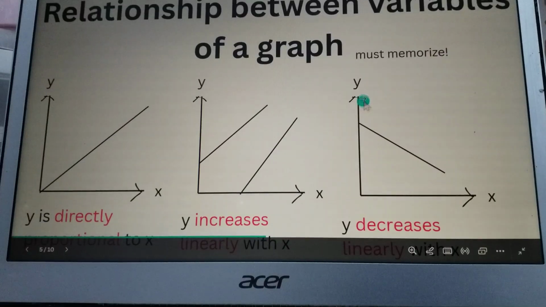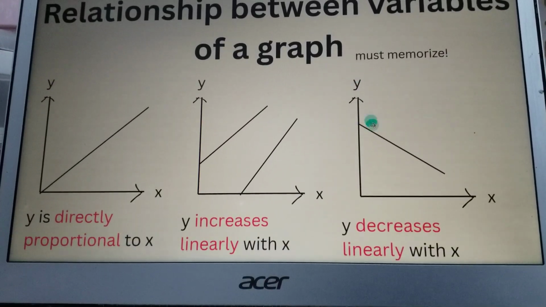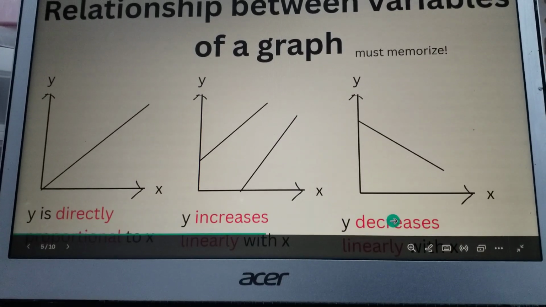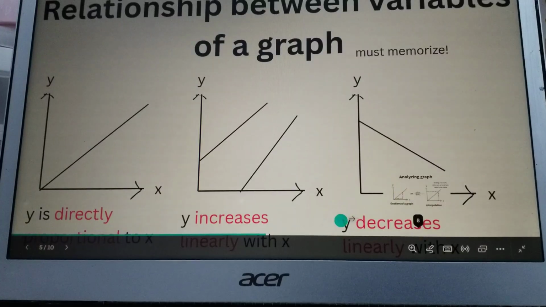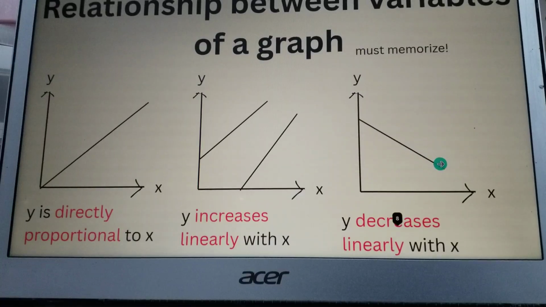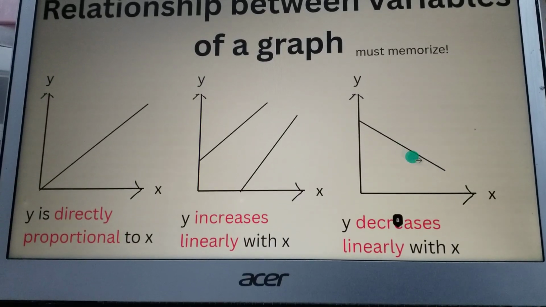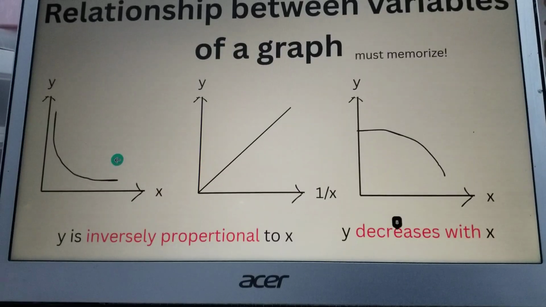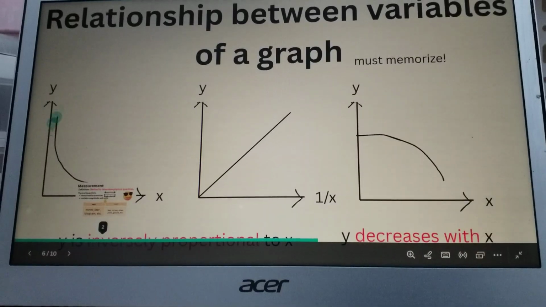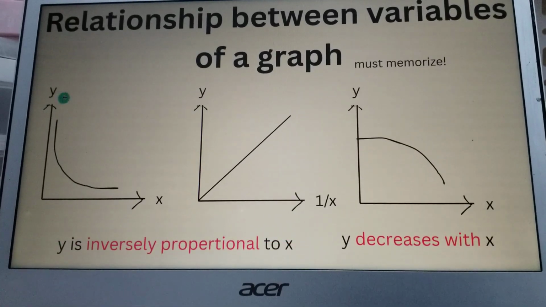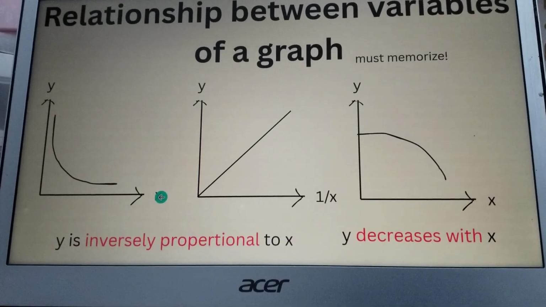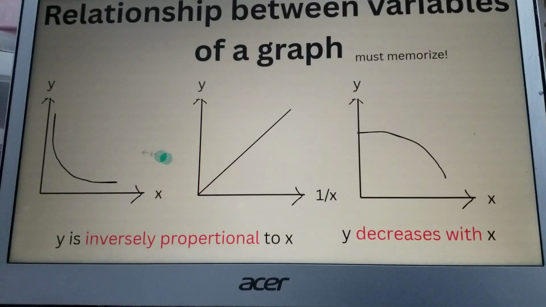Next, the graph starts from the y-axis and goes straight down. So this one is y decreases linearly with x. When it goes down, it decreases, and since the graph is straight, it decreases linearly. Next, y is inversely proportional to x. Both of these graphs are inversely proportional. Inversely proportional means if y increases, x decreases, and vice versa: if x increases, y decreases.